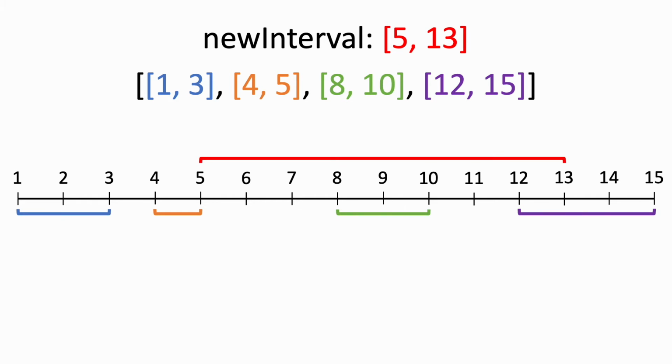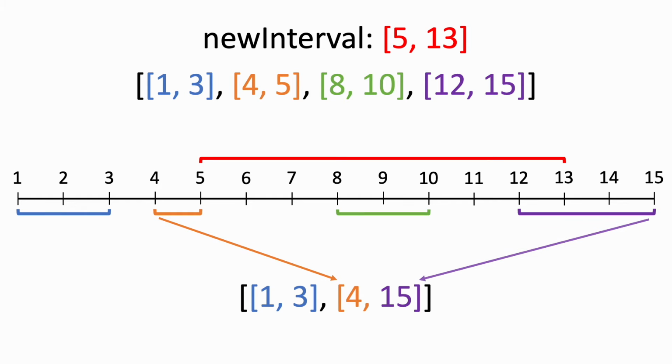Now what if the new interval went from 5 to 13? Then this is what it would look like. Notice that now 4 of the intervals overlap with each other in some way, so we'd have to merge them all into one. Our answer would then contain only 2 intervals. The first one is unchanged, and the second one goes from 4 to 15, since all 4 of those intervals got merged into one. So now let's look at the code and see how we can do this in Python.